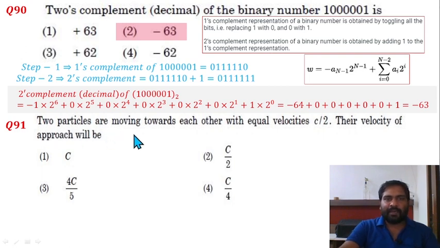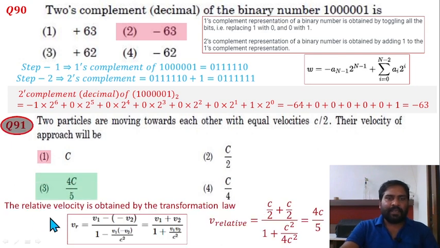Two particles are moving towards each other with equal velocity c by 2. Their velocity of approach will be? The relative velocity is obtained by the transformation law: V equals v1 plus v2 divided by 1 plus v1 v2 divided by c square. After putting c by 2 here, answer is going to be 4c by 5.